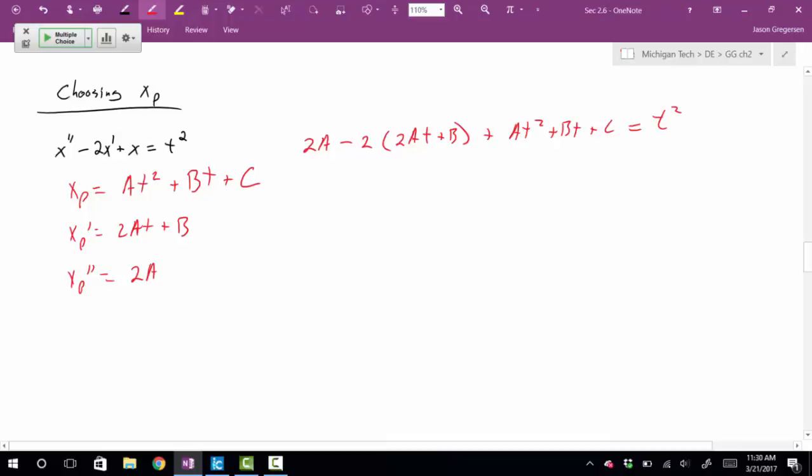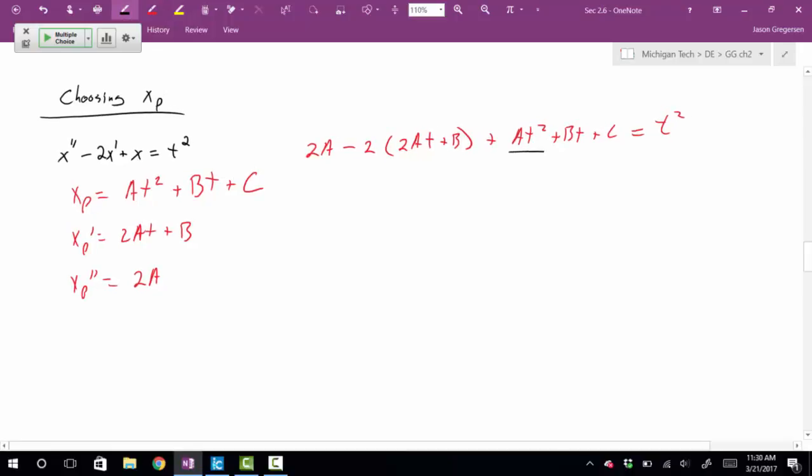So I'm going to look for t squared terms. This is my only t squared term, so I have a t squared. Then I'll look for t terms. There's a t term, and there's a t term. So it looks like I have minus 4at and plus bt.